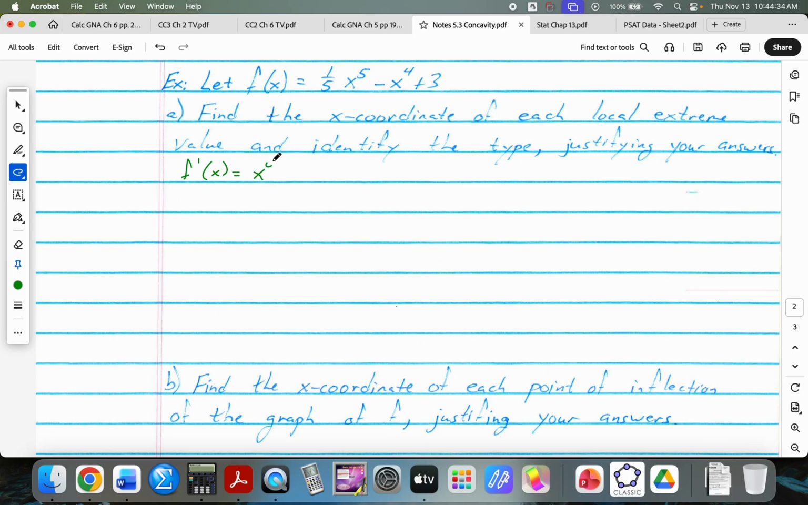So that's going to be x to the 4th minus 4x cubed. I always encourage people to look for places where that doesn't exist first. It's a polynomial, so it exists everywhere. So I'll move on to finding the critical points by setting that equal to 0. To do that, I'll factor out an x cubed. So x is equal to 0 and x is equal to 4.